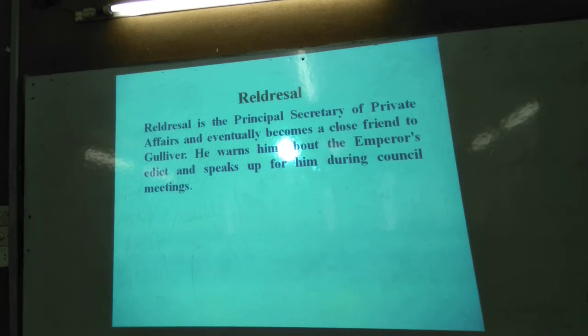Now, a question to you. As Reldresal is the principal secretary of private affairs of Lilliput, of the Lilliputian parliament, government, or the emperor, why has he helped Gulliver without implementing the decision of the king or the emperor of Lilliput? What should be the reason? Can anyone guess? From our general sense, we can think that he must help the emperor of Lilliput. Rather, he helps Gulliver. Why?